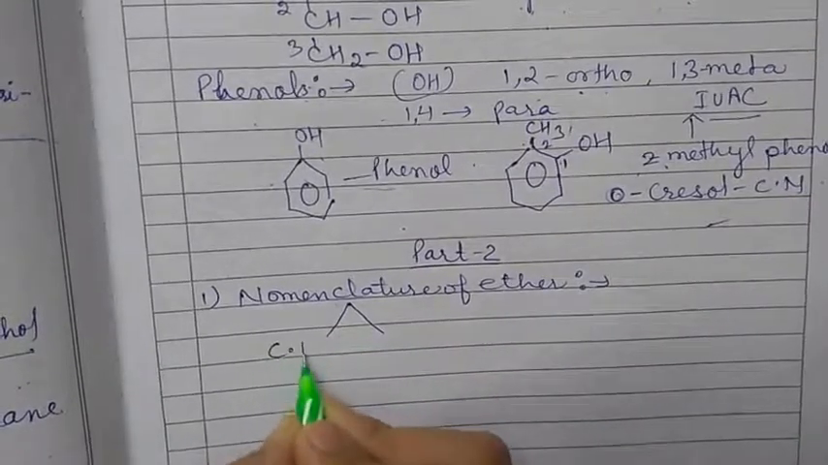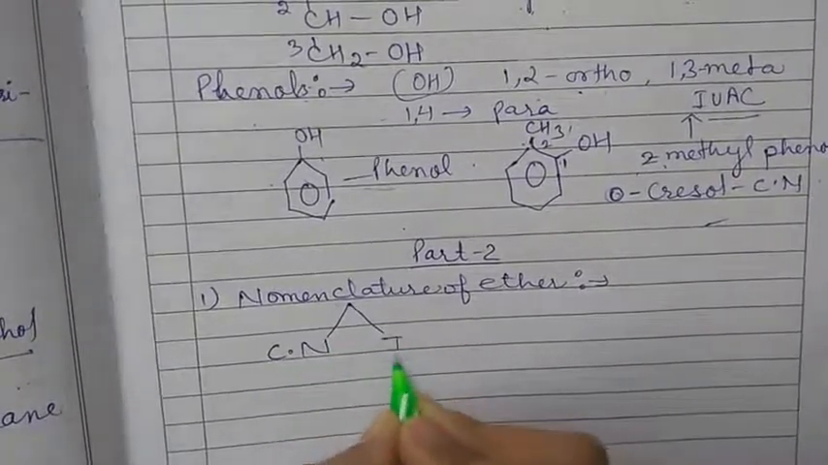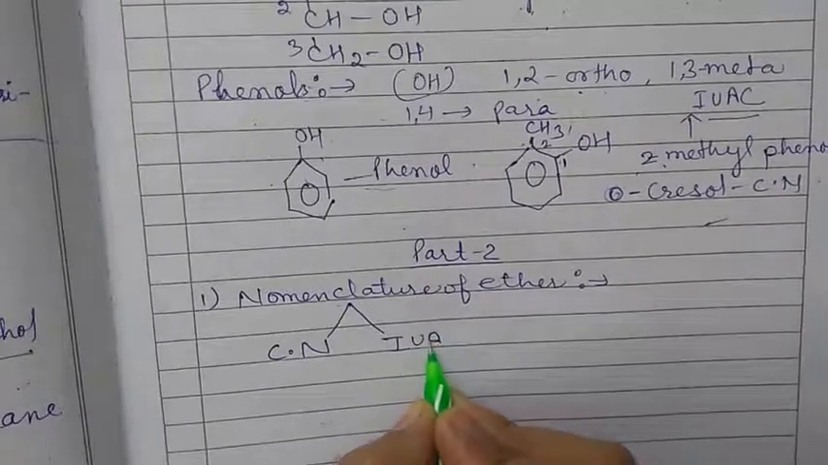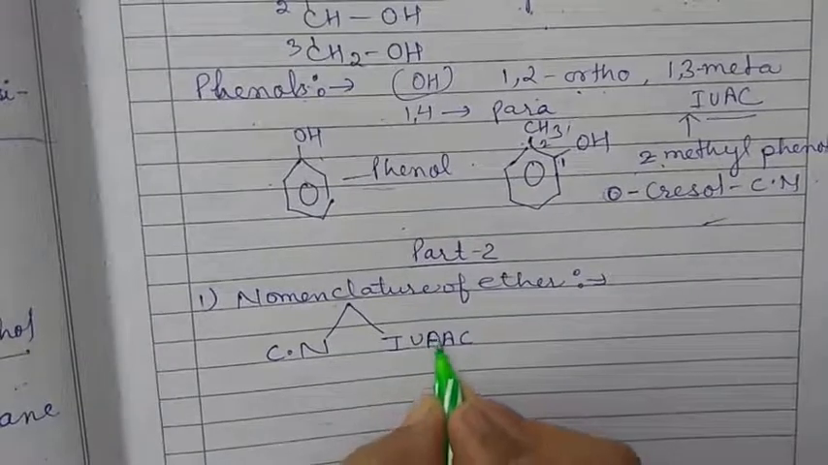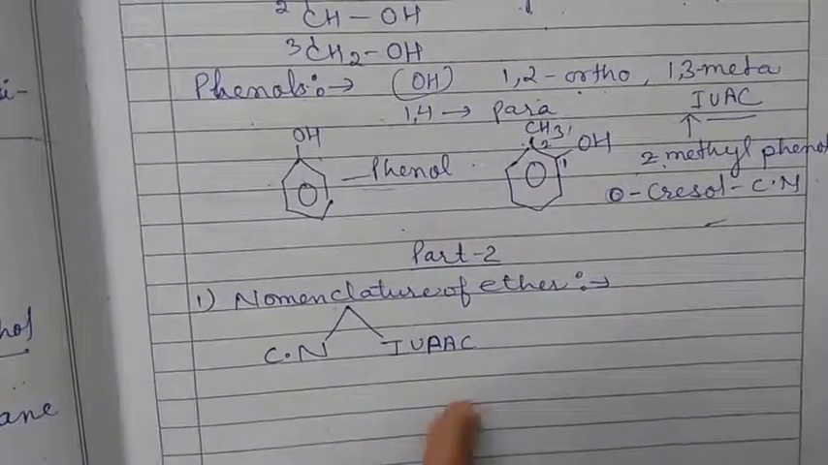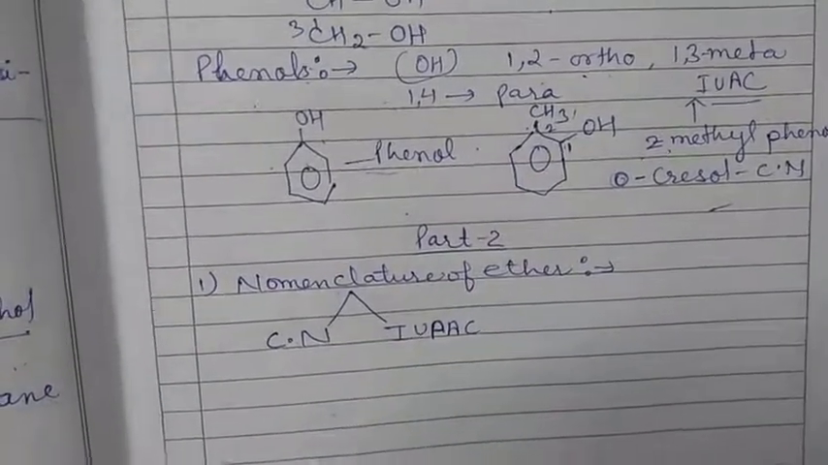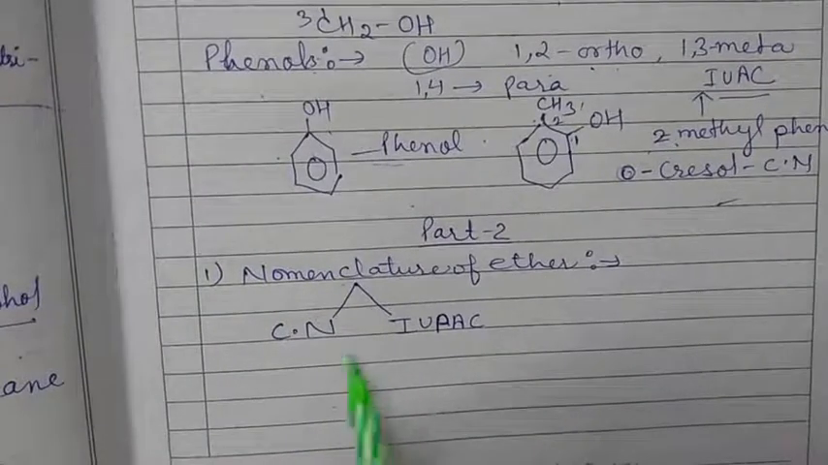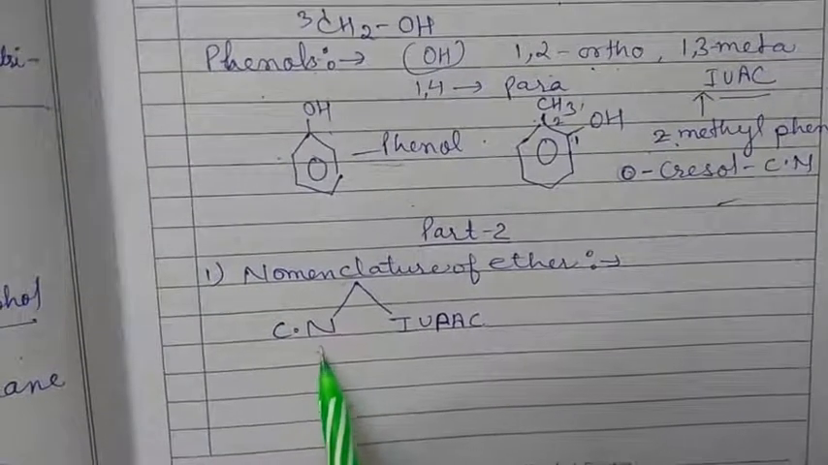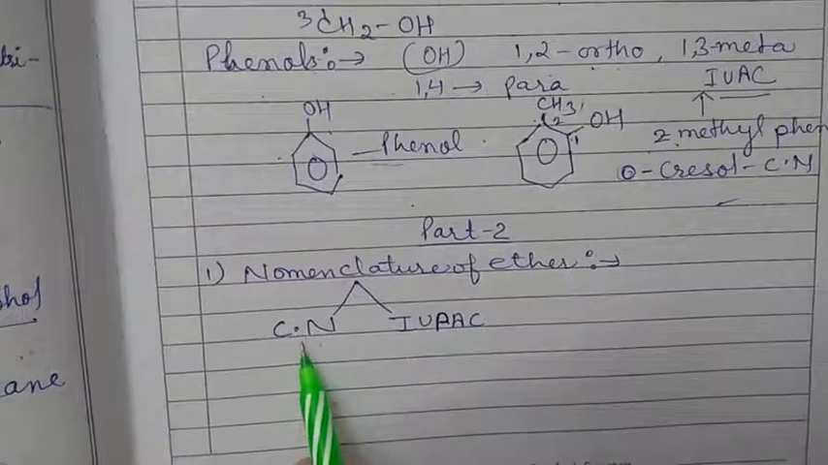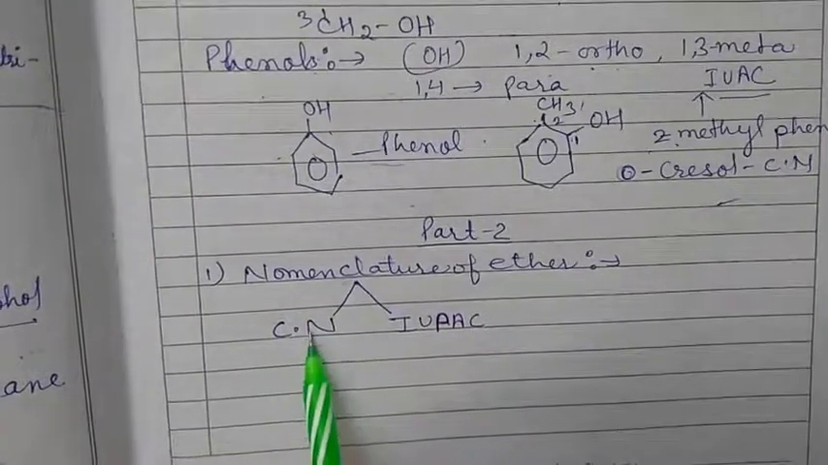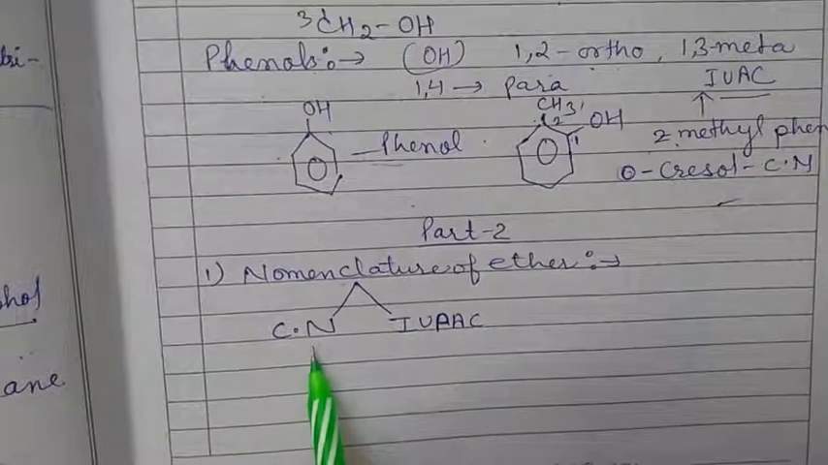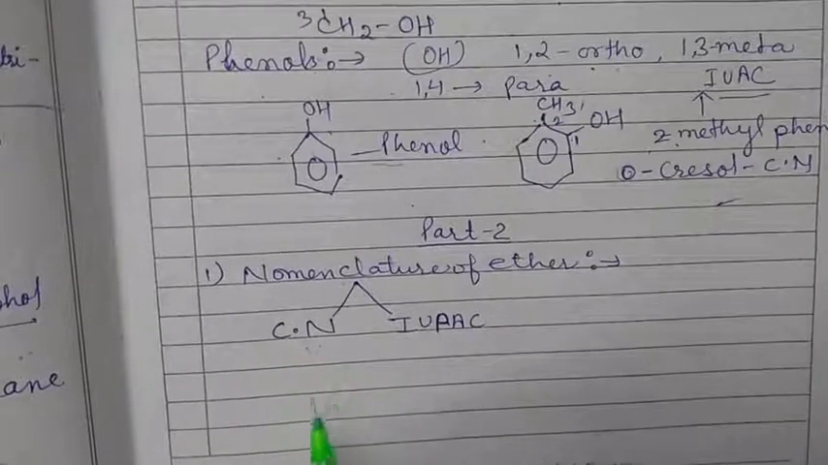The first one is the common name, and the second is the IUPAC name. According to the common names, ethers are named according to the alkyl group attached to the oxygen atom.